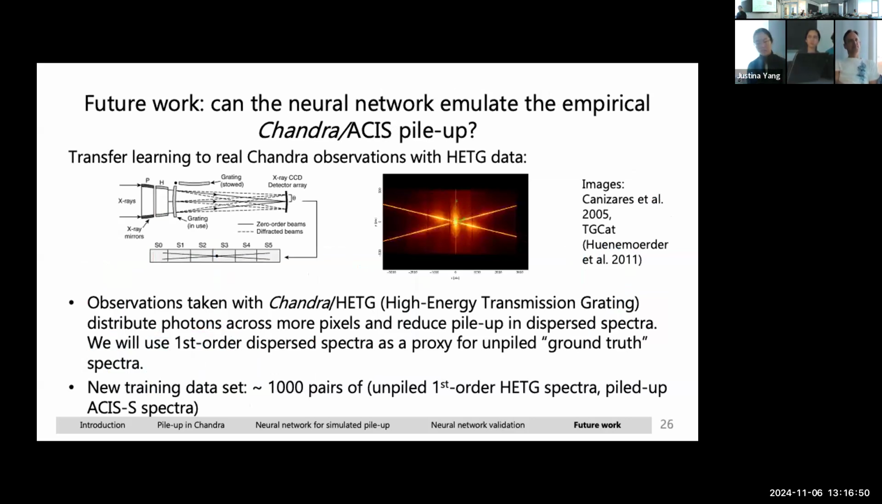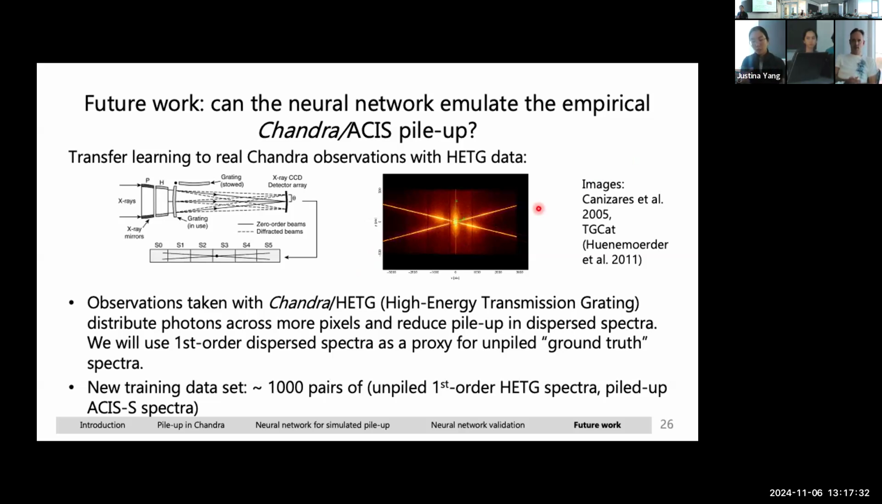Okay, so moving on, let me describe how this neural network could be adapted to mimic the actual version of pileup. The main point here is that observations taken with the High Energy Transmission Grating will disperse photons across more pixels, and therefore in these dispersed spectra, there will be less pileup. So for particular observations, pileup will be low enough that it can be assumed to be effectively 0. Those spectra can then be used as unpiled, quote unquote, ground truth spectra.